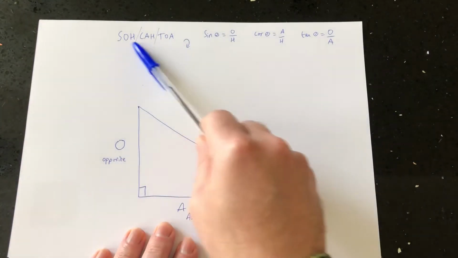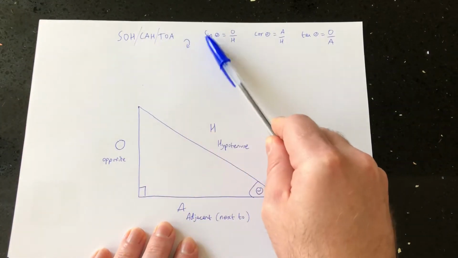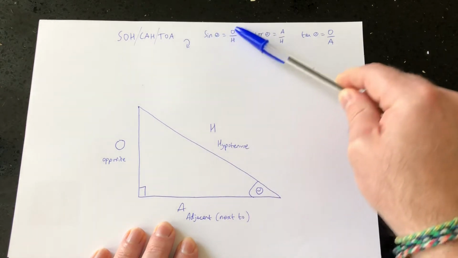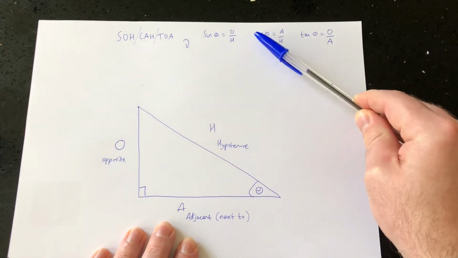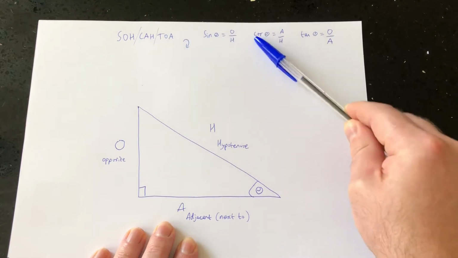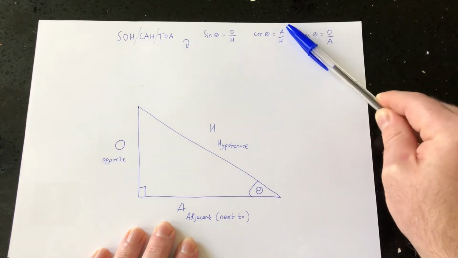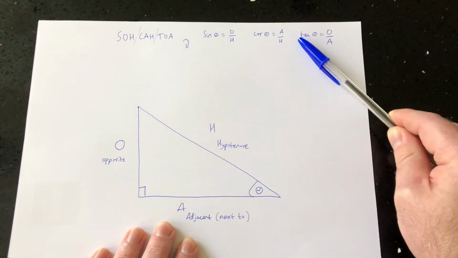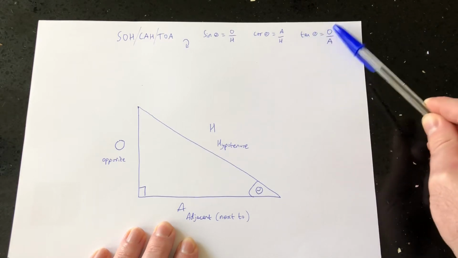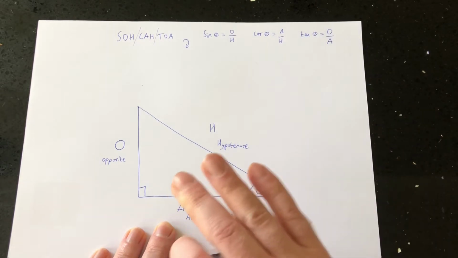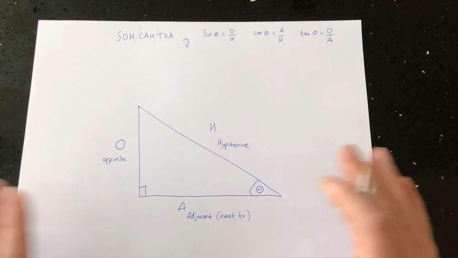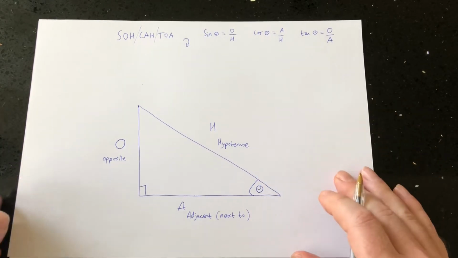So SOH, you can see, is sine theta equals opposite over hypotenuse, where theta is the angle. CAH, and this is why we've got this round here, is cos theta equals adjacent over hypotenuse. And TOA is tan theta equals opposite over adjacent. So those are what you need to know. Feel free to pause this and copy that down, take a picture, whatever you want to do.